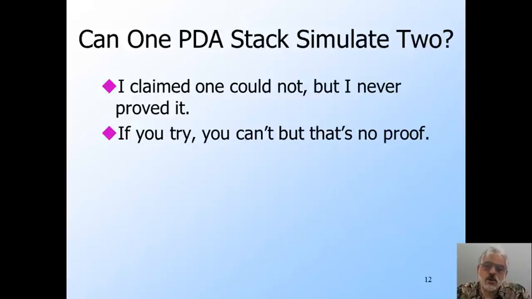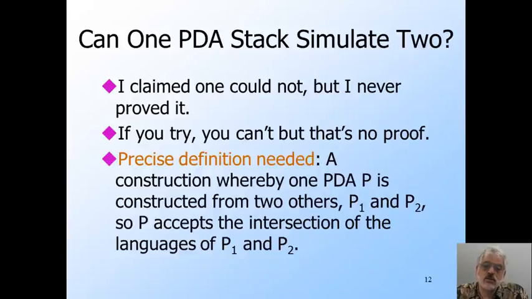But the failure to prove something is no proof that it can't be done. So the first thing I need to do is to give a precise definition of what would be considered a successful simulation of two stacks by one. I propose that as a minimum, if I had such a construction, I would be able to use it to design one PDA P that could simulate two others, P1 and P2, and in particular to accept if and only if both accepted. That is, I would have a PDA construction that showed CFLs were closed under intersection.